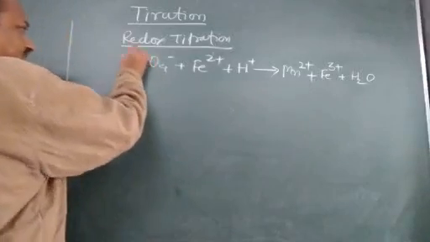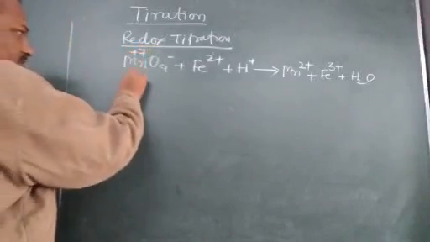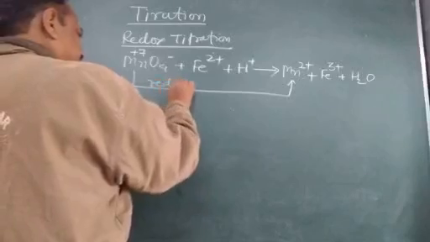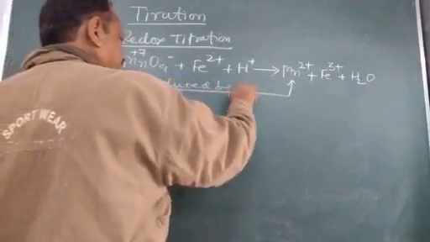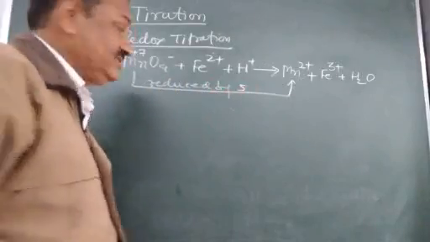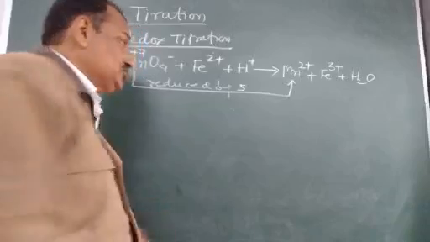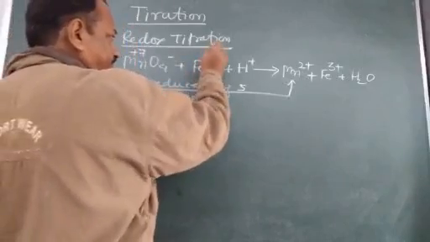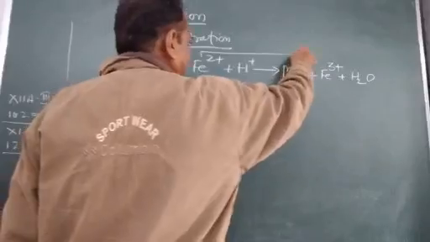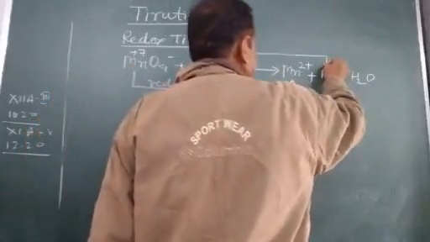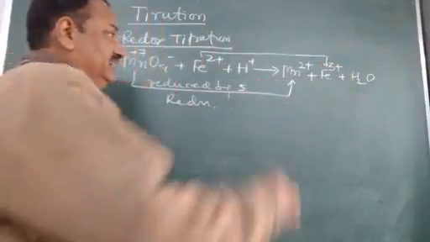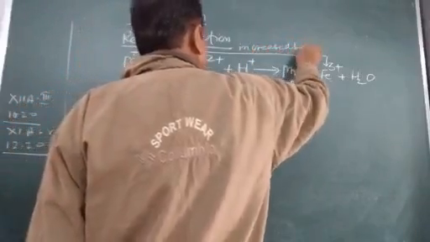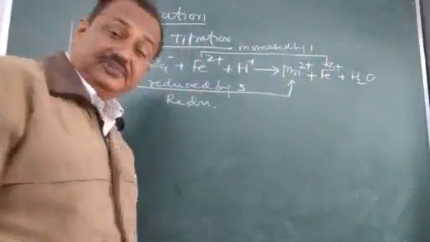Now see, here the oxidation number is plus 7. So plus 7 has been reduced by 5. Decrease in oxidation number, so it is reduction. Now here, this Fe2+ has converted to 3 plus. It means it is increased by 1. So increase in oxidation number.